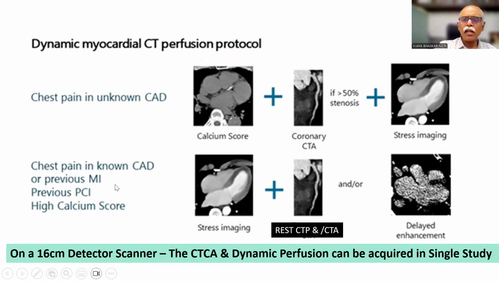Now, if the patient has chest pain with known CAD, or a previous myocardial infarction, or a previous stent, or a previous bypass, or a very high calcium score, that means a patient comes to you with chest pain and a high calcium score, already done, more than 400 or 1,000 or 2,000, then you do stress imaging first, followed by rest imaging or CTA only. So you can do both stress and rest perfusion, or the rest can be done only as a CTA with no need to do rest perfusion. You can reduce the radiation dose, and then you can do a delayed iodine enhancement study, so that you have a complete picture in front of you regarding ischemia or infarct.